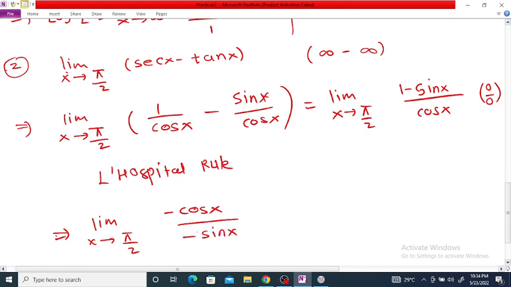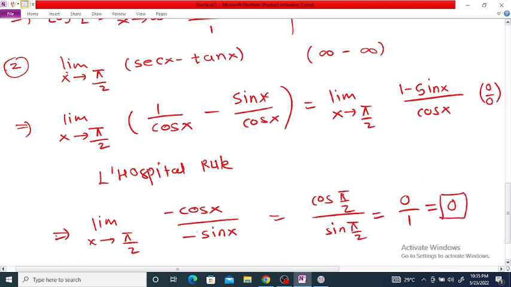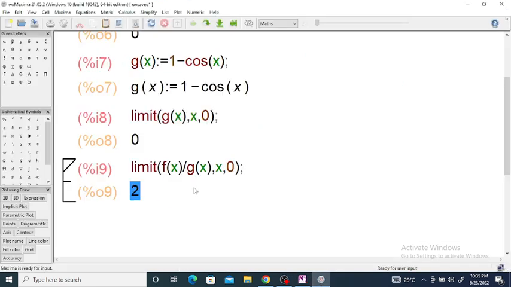Okay, and now if you put in cos pi by 2 divided by sin pi by 2, as sin pi by 2 is 1 and cos pi by 2 is 0, so it is 0 by 1, which is equal to 0, and therefore the value of this limit is equal to 0. You can use Maxima also.